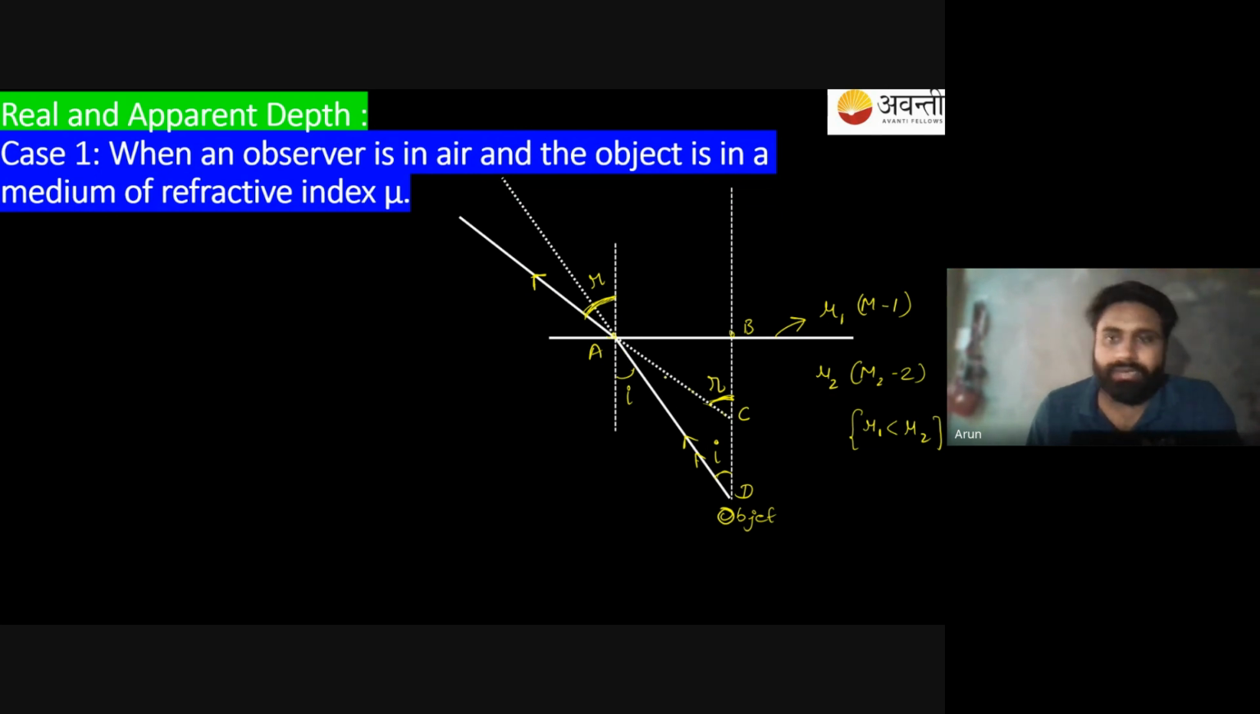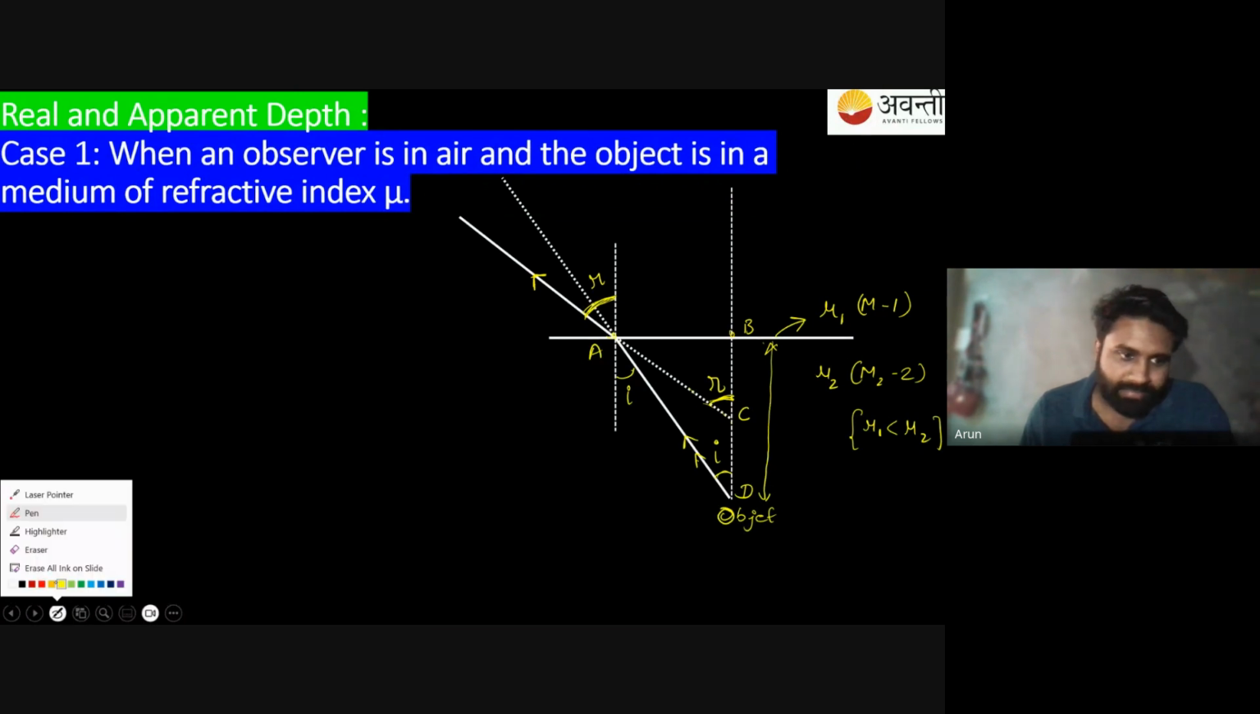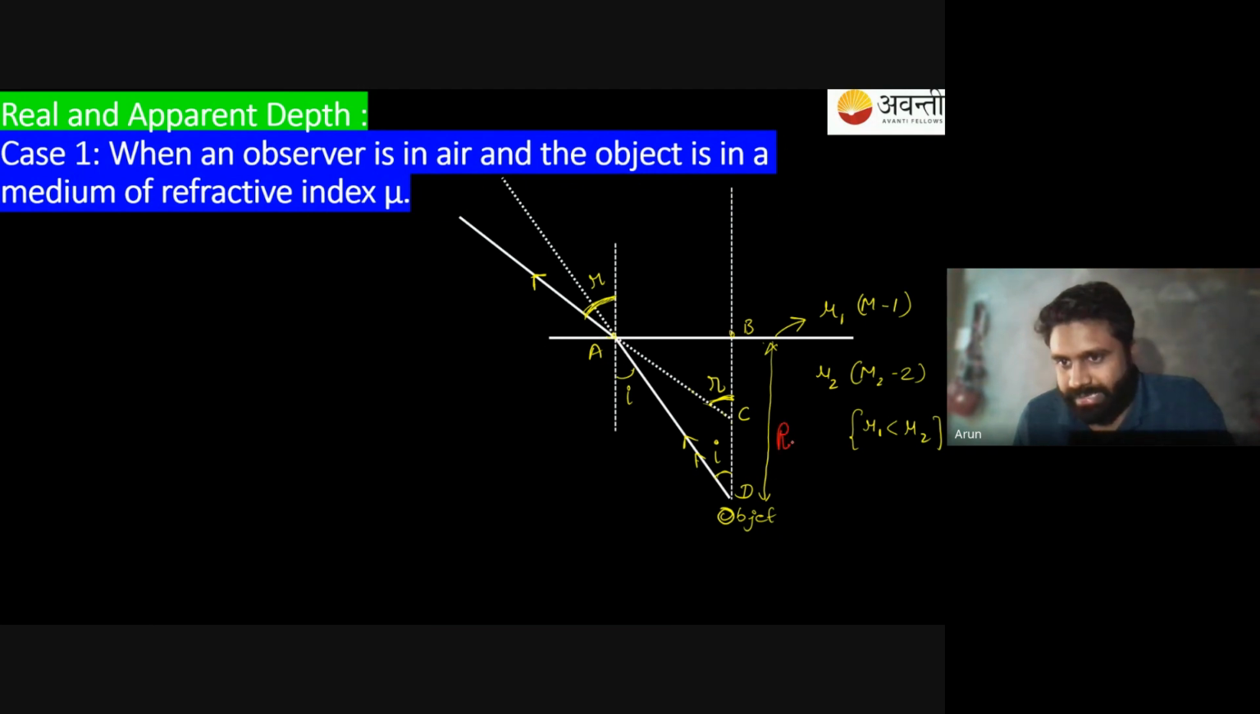So if I want to calculate, this is where the object has been placed initially, and this is the actual depth of the object. This is the real depth represented by R, because the object is actually present here. But what it appears, if there is an observer here, the observer sees these rays appearing to come from this point. So the image will be formed at this point.